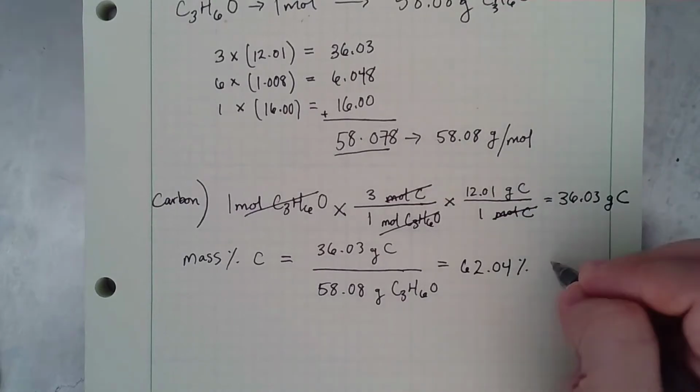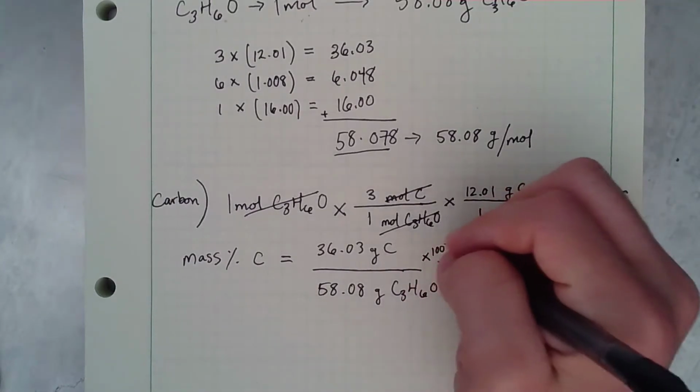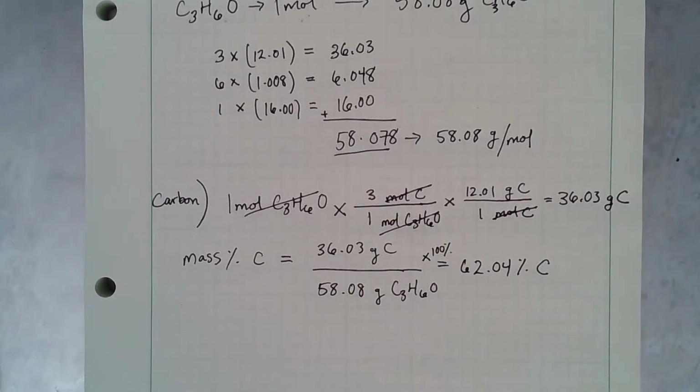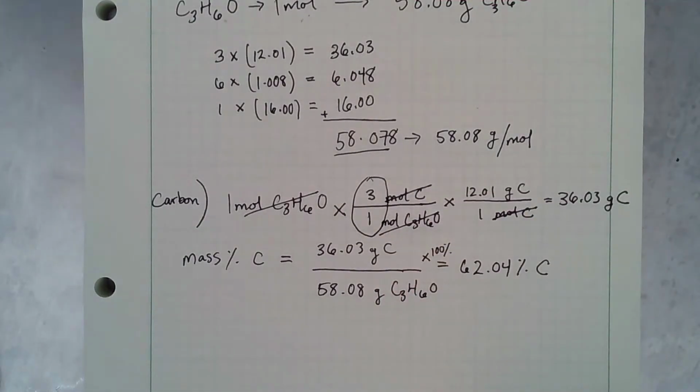Percent. All right, and I guess I could say percent C. So there really should be a times 100% in here. I just omitted that, but anytime you're doing a percentage, you have to multiply by 100% when you do the ratio or the division. Okay, so it's quite literally the exact same process for hydrogen and oxygen. The only difference is going to be here, and here.